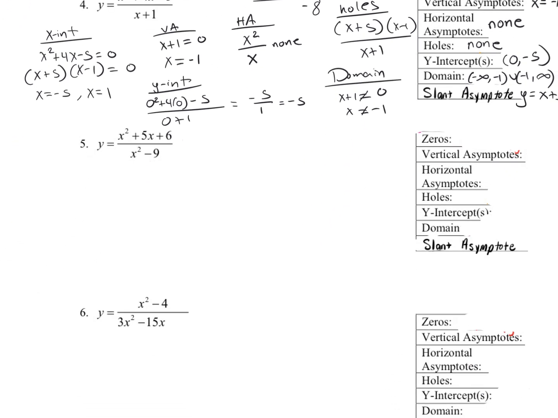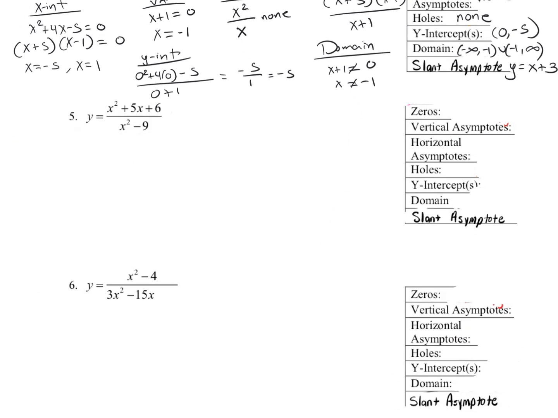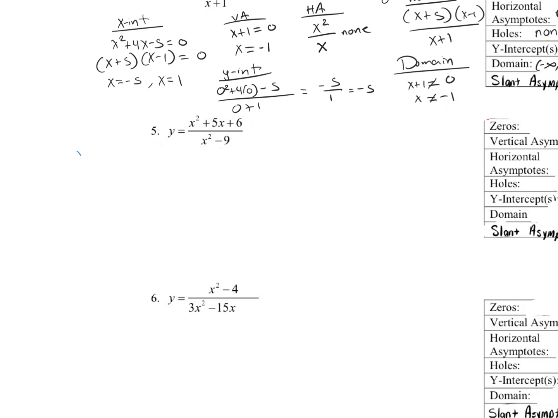Now let's look at the second problem. I'll do it in a different color so the problems don't mix with each other. Again, we're looking for the zeros, or in other words, the x-intercepts. We're going to grab the numerator and say x squared plus 5x plus 6 is equal to 0. We're looking for factors of 6 that add up to 5, so 2 and 3. It's going to be (x plus 2)(x plus 3) is equal to 0. So our x-intercepts are x is equal to negative 2 and x is equal to negative 3.